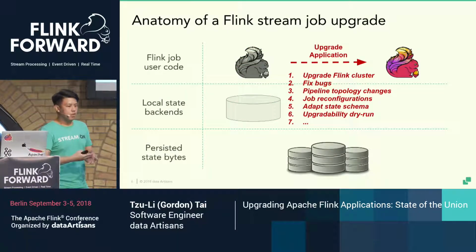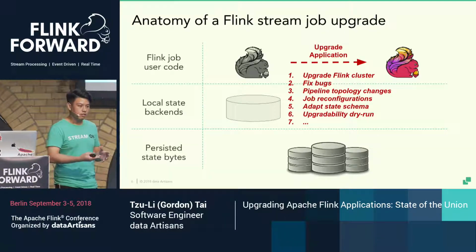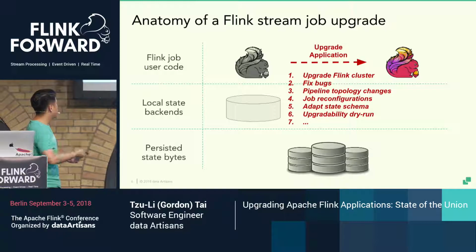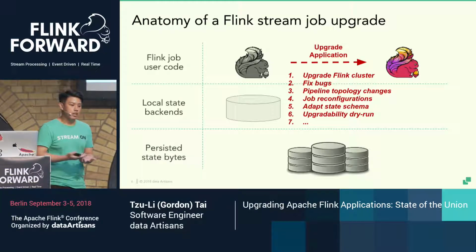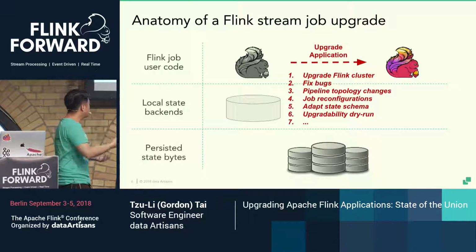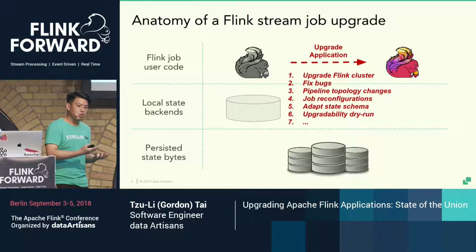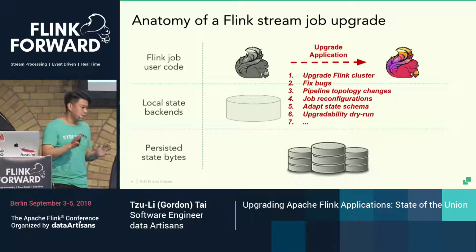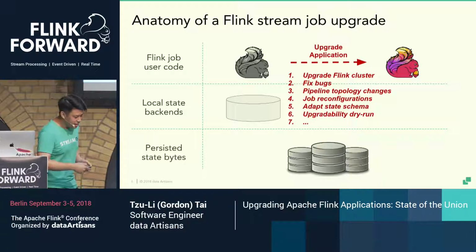This upgrading of your job could be for any kind of specific reason. For example, most simply, you might be upgrading a Flink cluster, you're fixing bugs, or your pipeline topology changes for business logic changes. Or you reconfigure your job. Reconfiguration could mean changing parallelism, or swapping different state backends, which isn't available right now, but I'm going to go through that in a sec.